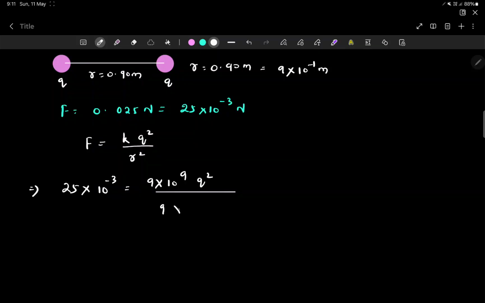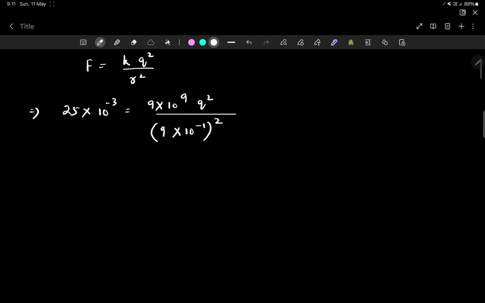So you can write 9 into 10 to the power minus 1 whole square. So after solving you will get 25 into 10 to the power minus 3, that is equal to 9 into 10 to the power 9 into q square.